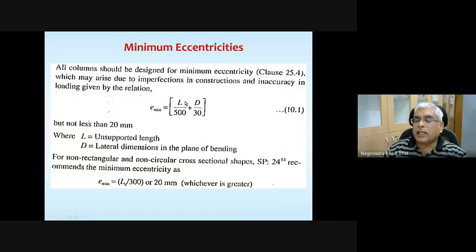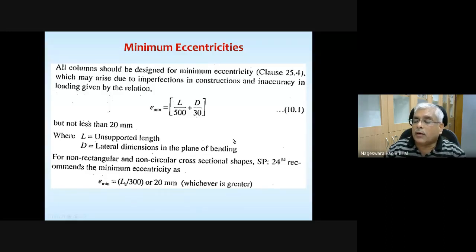Minimum eccentricity is L divided by 500 plus D divided by 30. Add them together, and it should not be less than 20 mm. L is the unsupported length. D is the lateral dimension in the plane of bending, whether it's bending along the major axis or the minor axis, depending on that particular case.